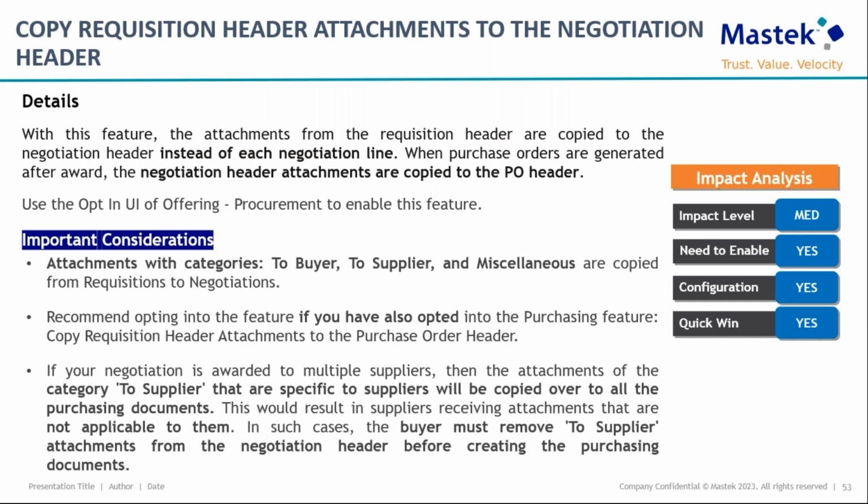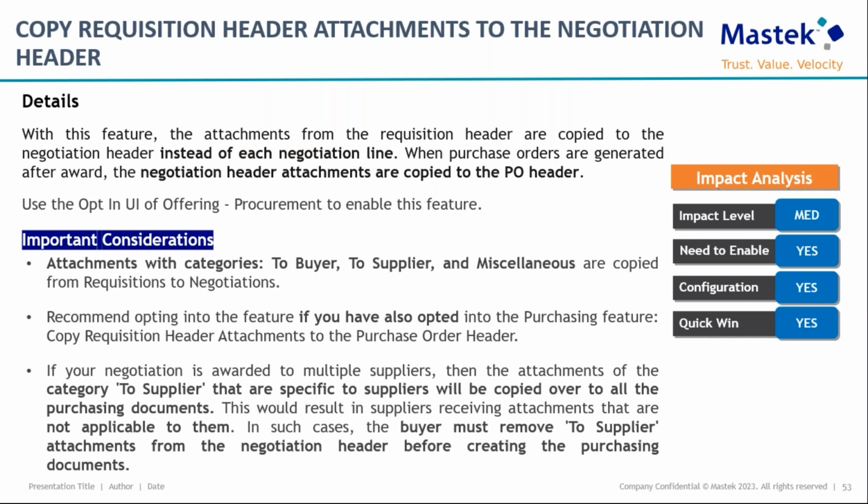Important consideration that needs to be kept in mind is that the categories that support this are to buyer, to supplier, and miscellaneous attachment categories. No other categories will be supported here. Second one is if we have already opted for the feature copy requisition header attachment to purchase order attachment, it is recommended that we should opt in for this feature as well.